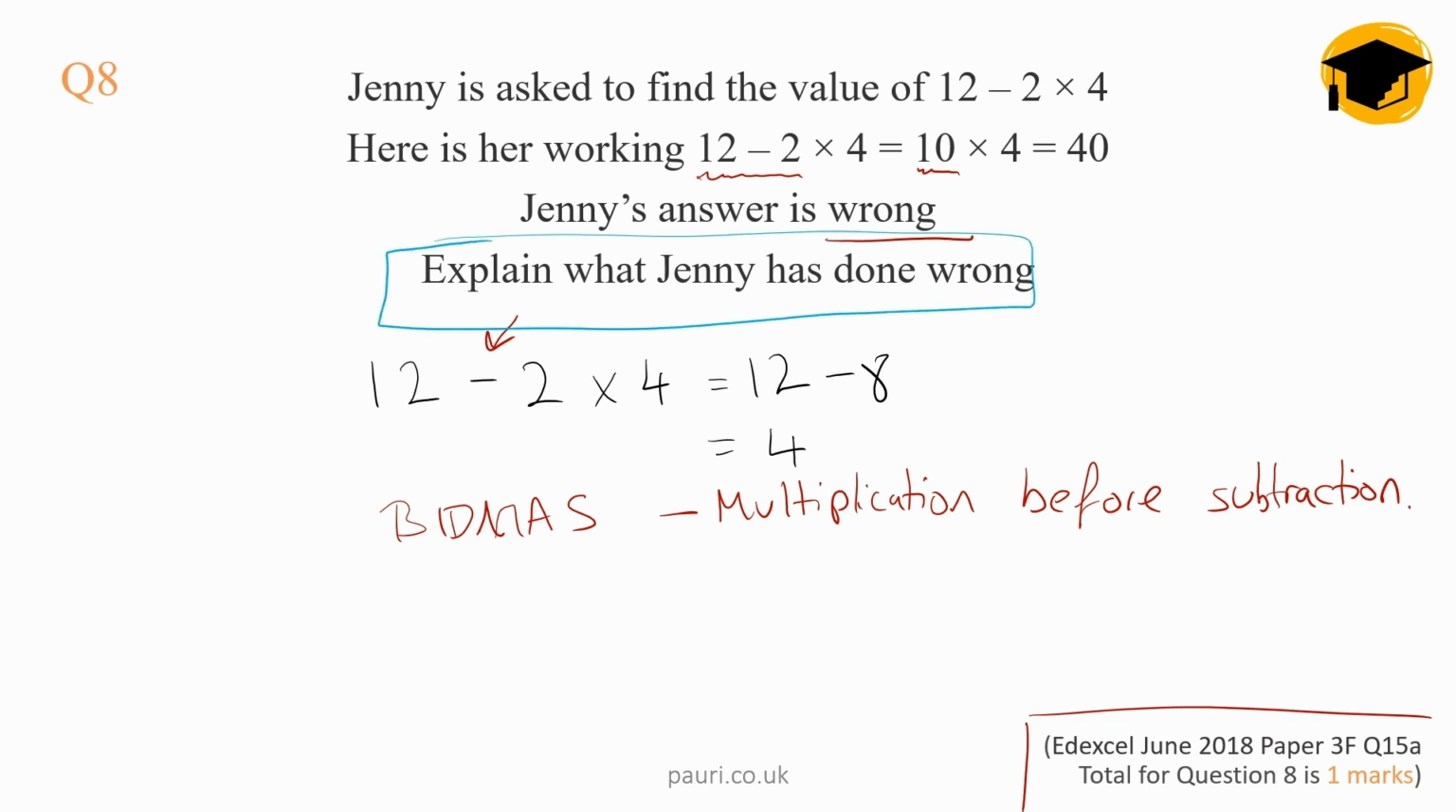With these questions, make sure you answer what the question is asking you to do. The question says explain. So you need to explain what Jenny has done wrong. It's no good writing what I did earlier, although this helps us to understand what she has done wrong. But this won't get you the mark that you're looking for. An explanation will get you the mark you're looking for. So make sure you're actually answering the question.